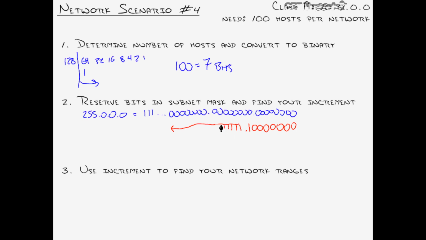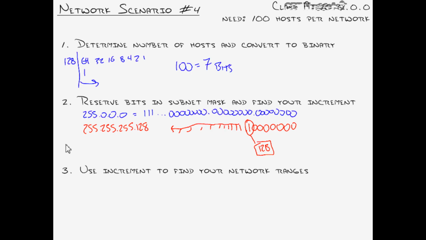So we did quite a number of subnets when we went with this class A address. So we ended up going to 255.255.255 dot, and then the last octet is 128. Our increment is, circle that, 128. Happens to be the same as our subnet mask.